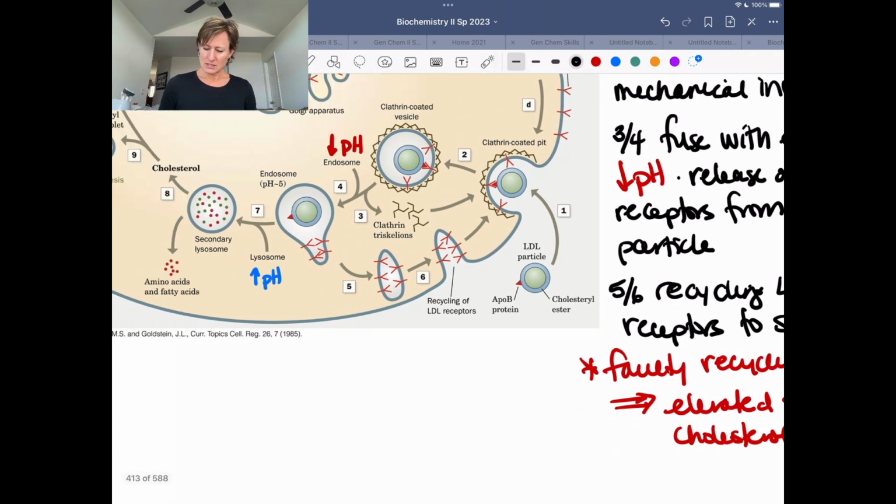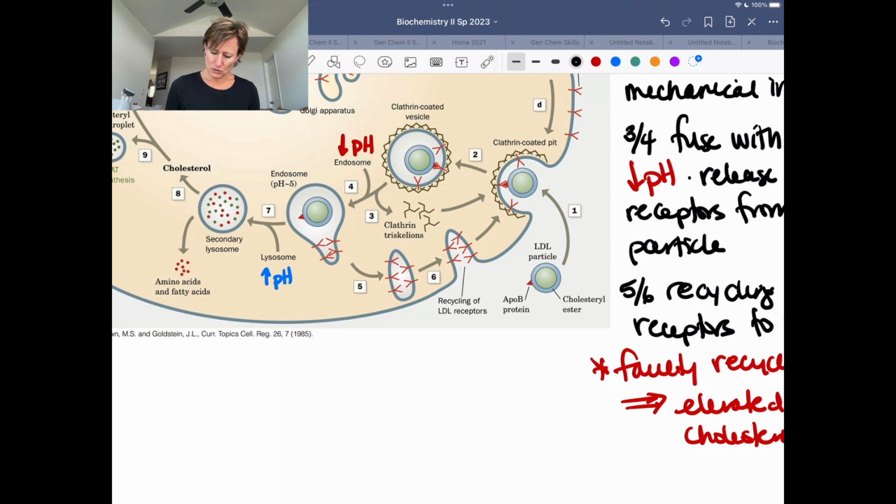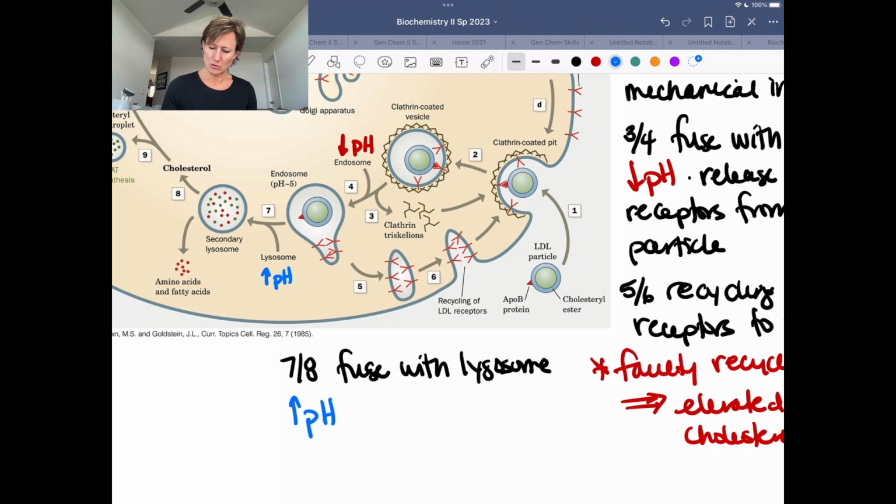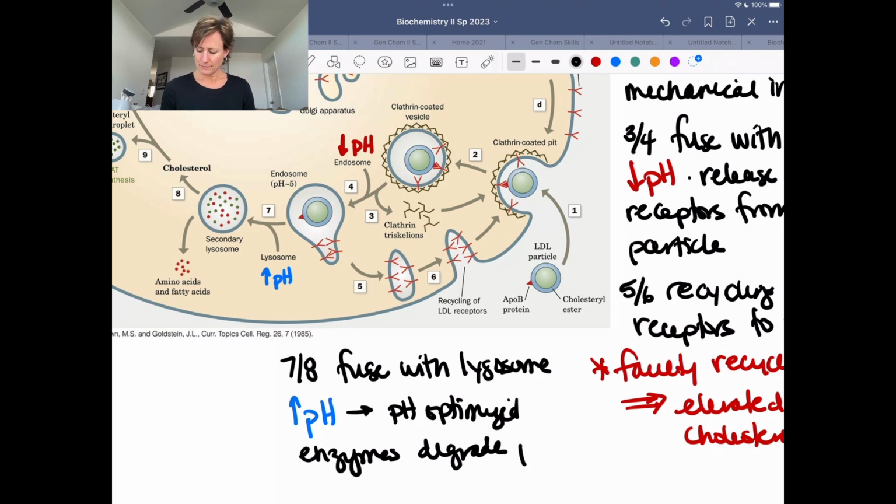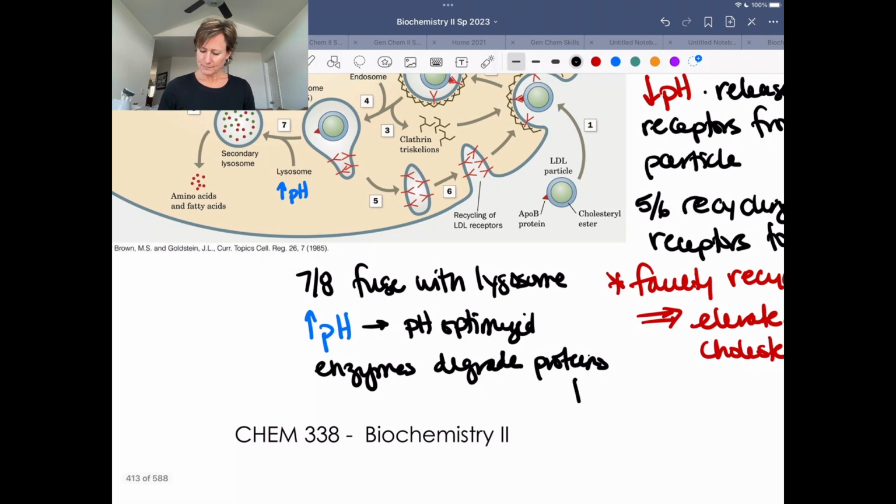Okay, now this last piece, steps 7 and 8, is we're going to fuse with a lysosome. So fusing with that lysosome, we've got a more basic pH, an elevated pH, and that's key here because we are going to have pH optimized enzymes that are going to degrade proteins to amino acids, and triglycerides, it's going to break those down into glycerol and then free fatty acids.